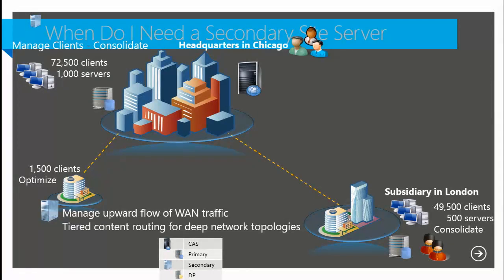So here, when do we need a secondary site server? What I didn't put on this slide, and I just realized it, was content routing in addition to managing the upward flow of traffic. Now, I'm going to give you an advanced tip that I didn't put on this slide, so listen closely. It'll be on the recording so you can have it. In RTM version, we gave you the ability to remove the management point from this secondary site server and distribute content only with those secondary site servers.